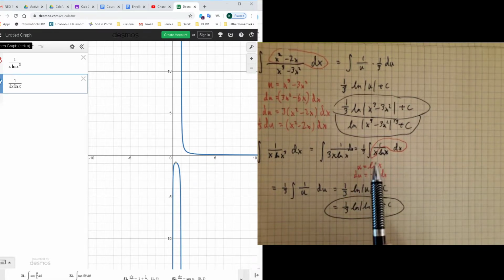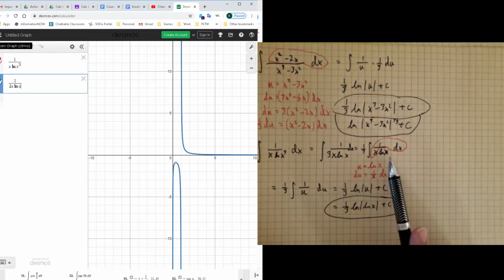And notice I chose this u because its du was in the problem. That's a huge step, one that takes practice, and why you're doing these homework problems, is you cannot pick the u easily unless you're used to seeing a problem like this and going, if I choose ln of x, then my du is 1 over x, and I have it. Tricky, tricky, but there it is.